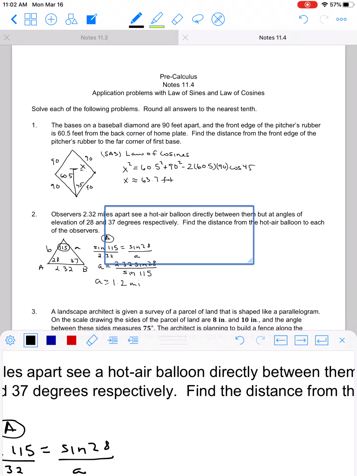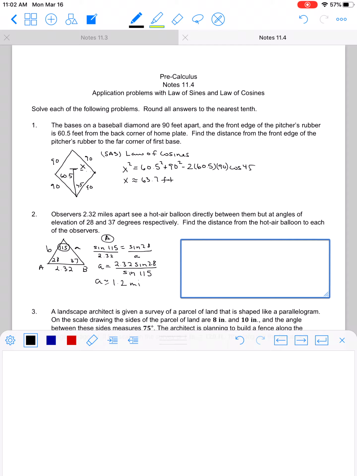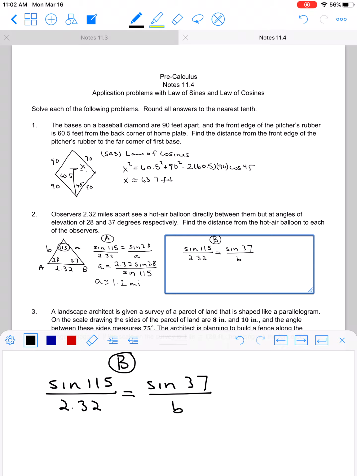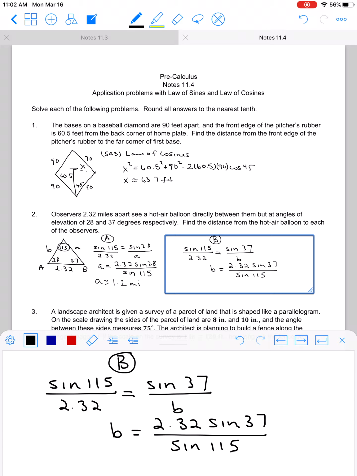And then we do observer B, set it up exactly the same way. Maybe you could try this on your own. Pause the video, give it a shot. Except we're going to substitute in sine 37 over B. B is equal to 2.32 sine 37 over sine 115. And observer B is approximately 1.5 miles.